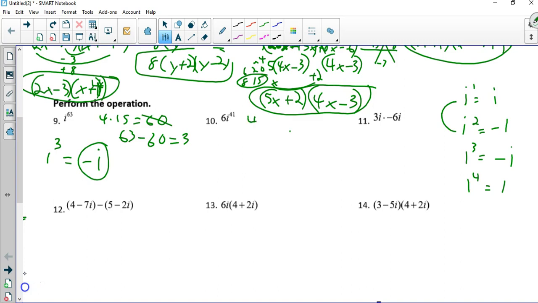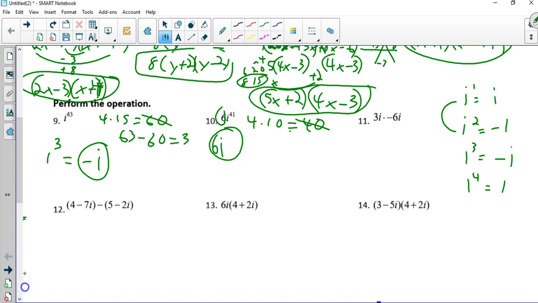41. Well, 4 times 10 is 40. So we're going to throw all those away. How many are left? Just one, i to the first. But we can't forget this 6 out here, so it's 6i.